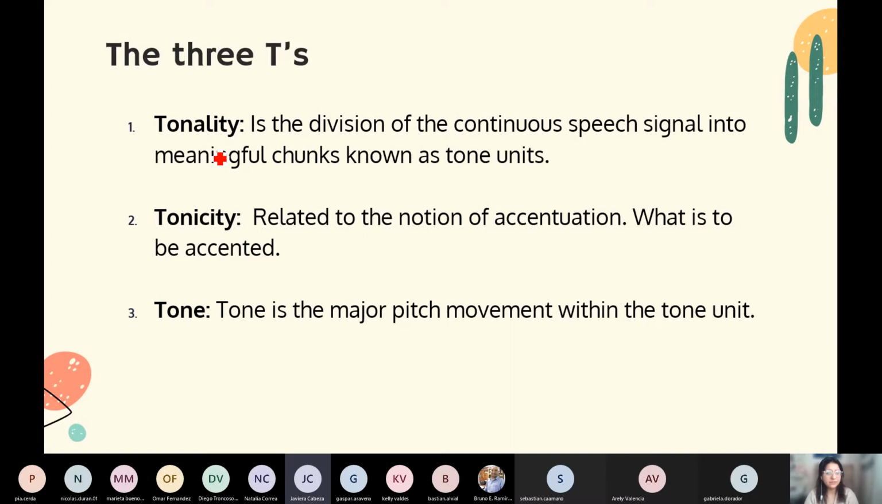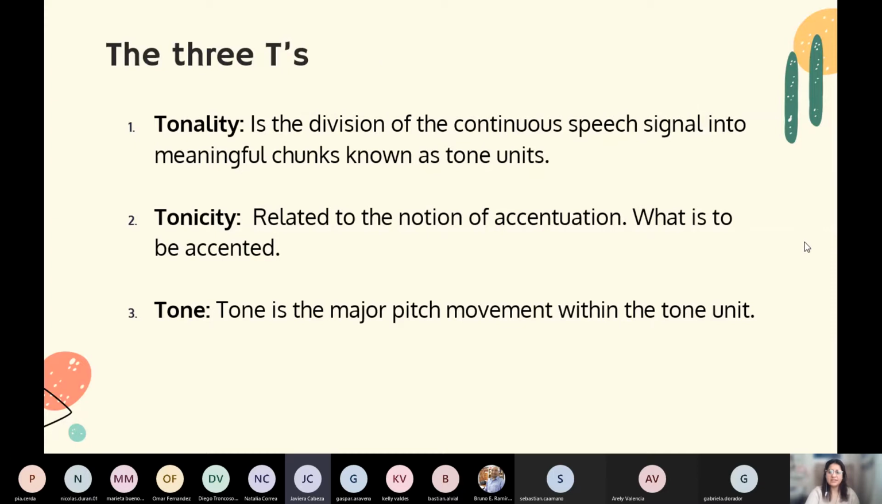The first one, tonality, is the division of the continuous speech signal into meaningful chunks, tone units. Chunks, I don't know if you remember, are like smaller parts, little chunks. For instance, if you have a cereal bar and it breaks, you have little chunks. So those were our chunks, like little pieces.